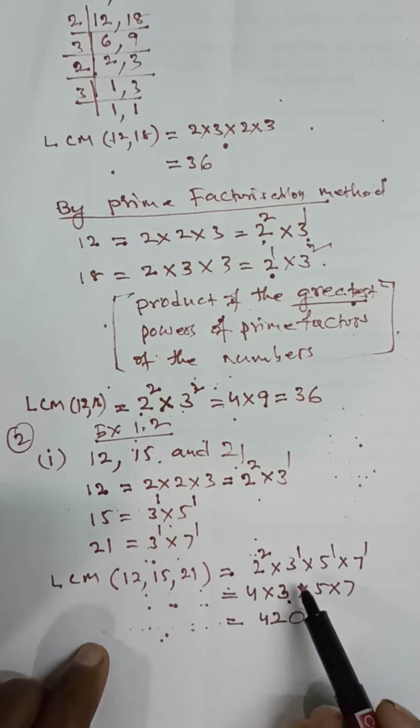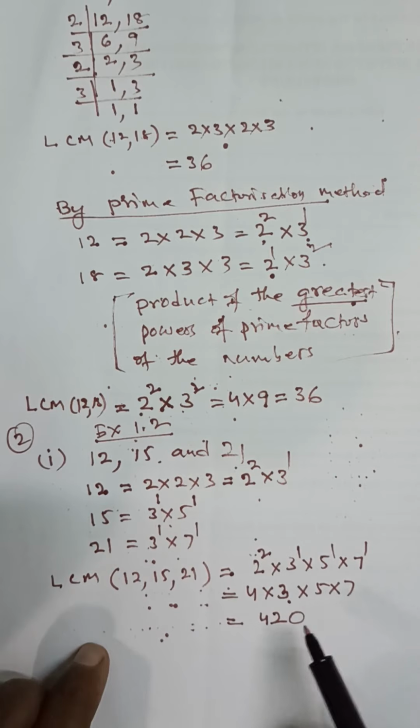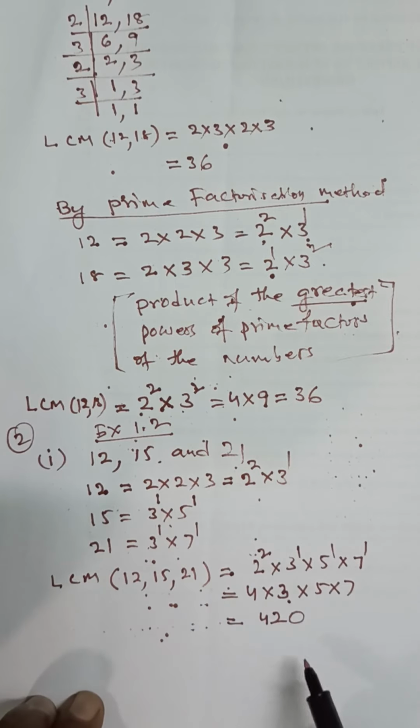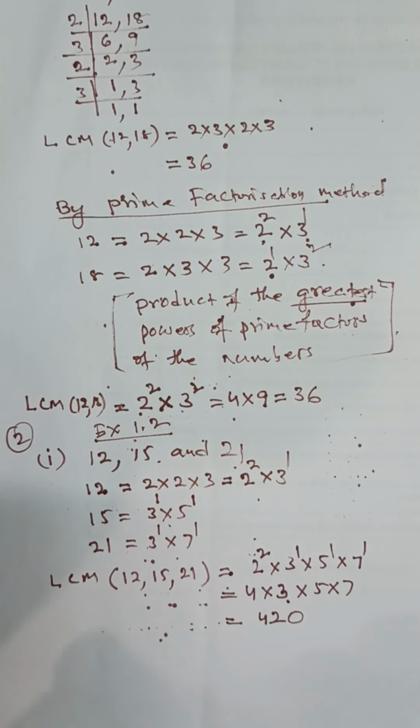So 2 square is equal to 4, 3 to the power of 1 is equal to 3, 5 to the power of 1 is equal to 5, 7 to the power of 1 is equal to 7. The product of 4, 3, 5, 7 is equal to 420. Therefore the LCM of 12, 15 and 21 is equal to 420.